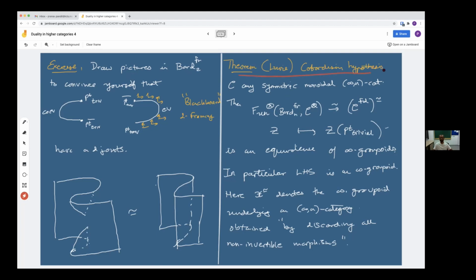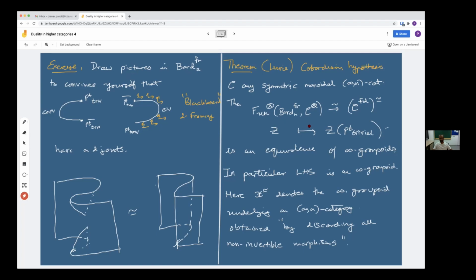Okay, so now here's the big theorem. This is a very deep theorem which says that you can classify. You define an extended topological field theory to be a symmetric monoidal functor from Bord_n framed. A framed topological field theory is a functor from Bord_n framed to C tensor, where C tensor is any symmetric monoidal infinity n category.